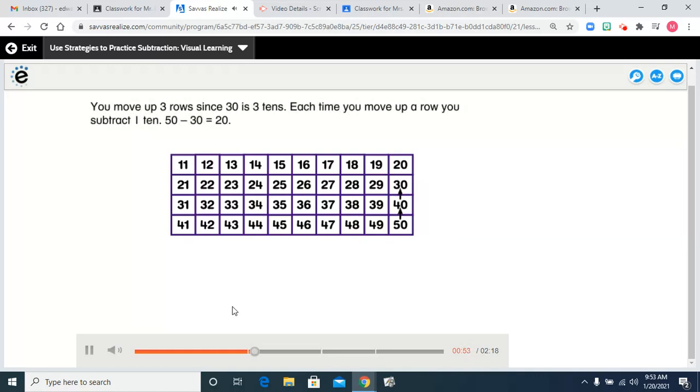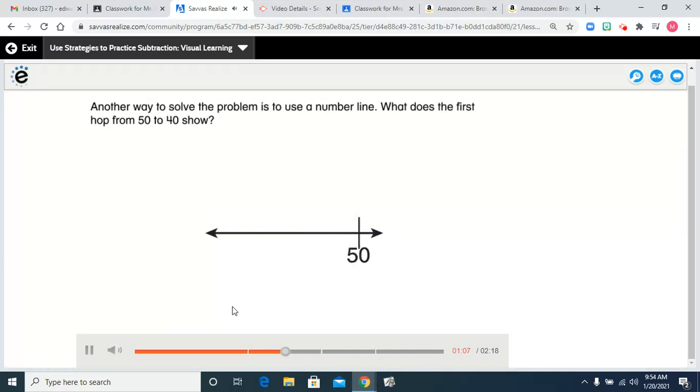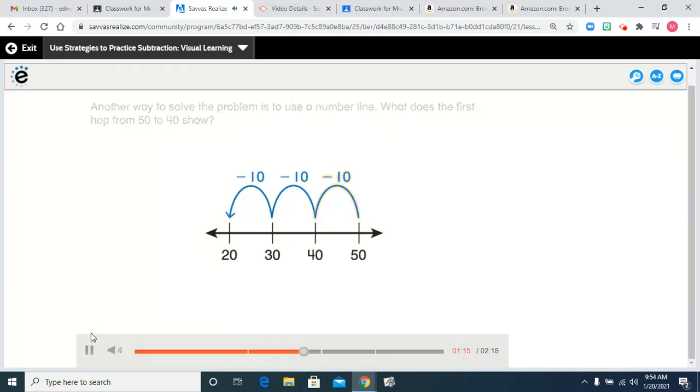You move up 3 rows since 30 is 3 tens. Each time you move up a row, you subtract 1 ten. 50 minus 30 equals 20. Another way to solve the problem is to use a number line. What does the first hop from 50 to 40 show? It shows that you subtracted 1 ten from 50.